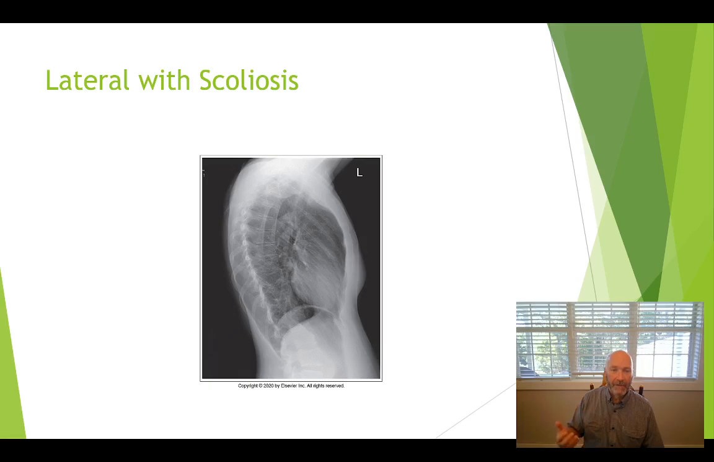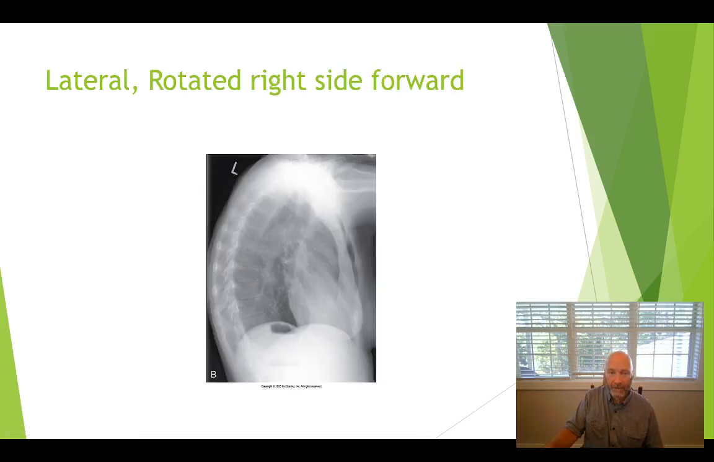So make sure that before you shoot your lateral, you take a good look at the PA. And if the patient has scoliosis, just understand you're not going to get an unrotated lateral. Document that and make sure that the radiologist knows it.